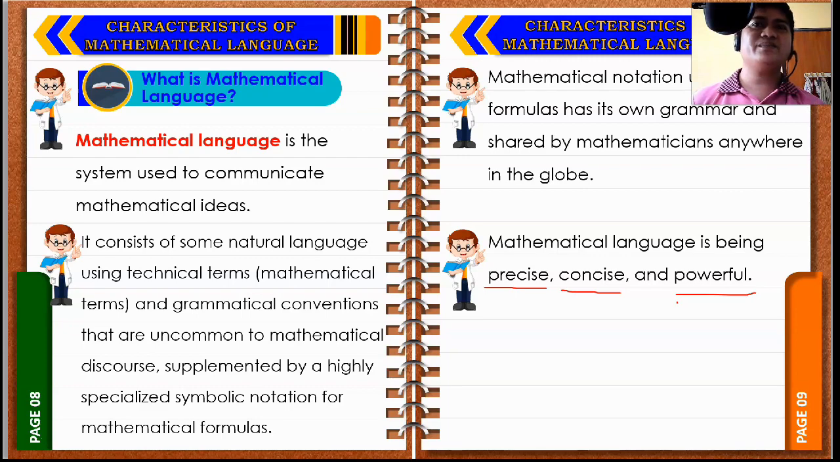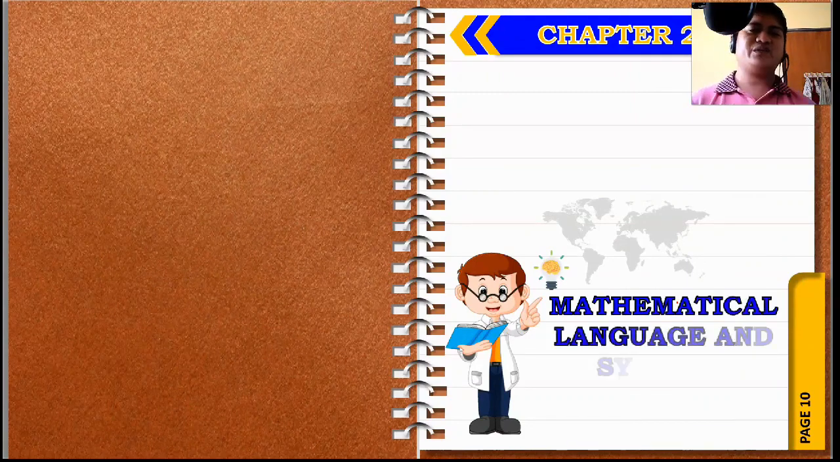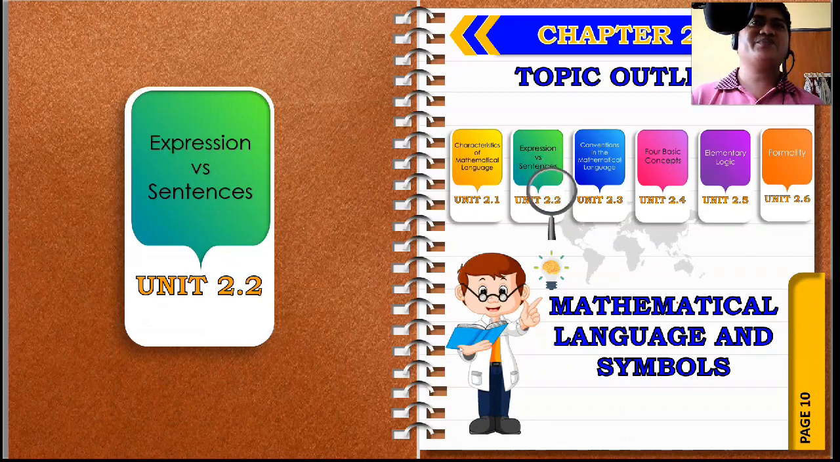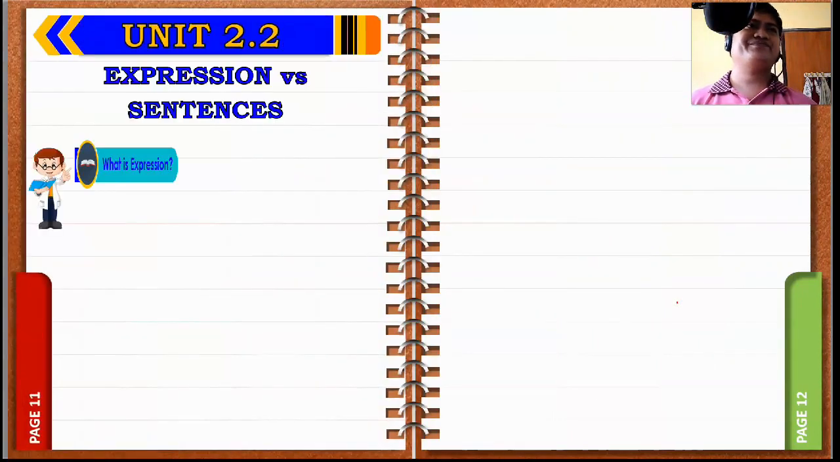Okay, so that's it for our first topic, the characteristics of mathematical language. Now, let's proceed with our next topic. This is all about expressions versus sentences. So what do we mean by expression?